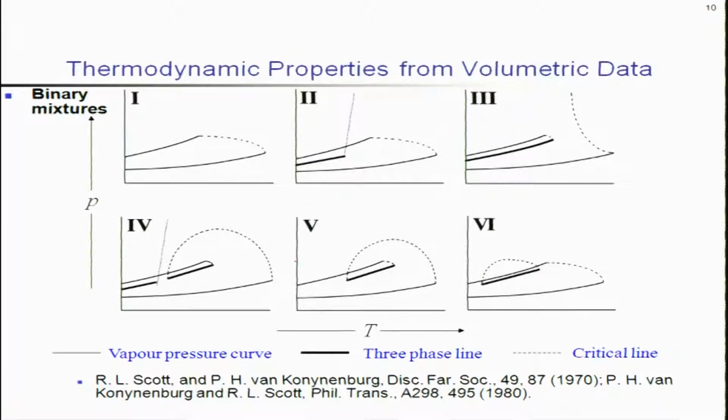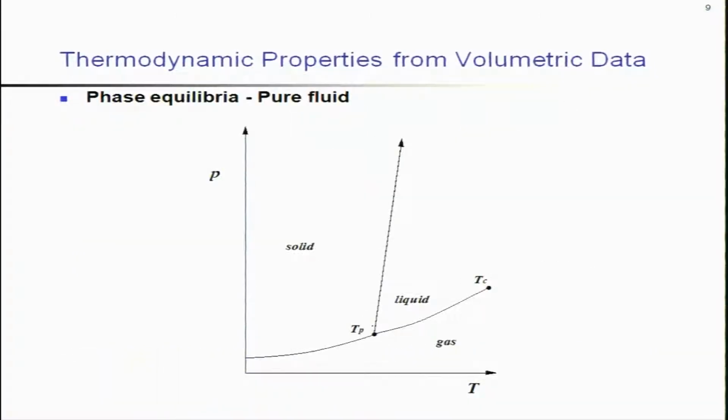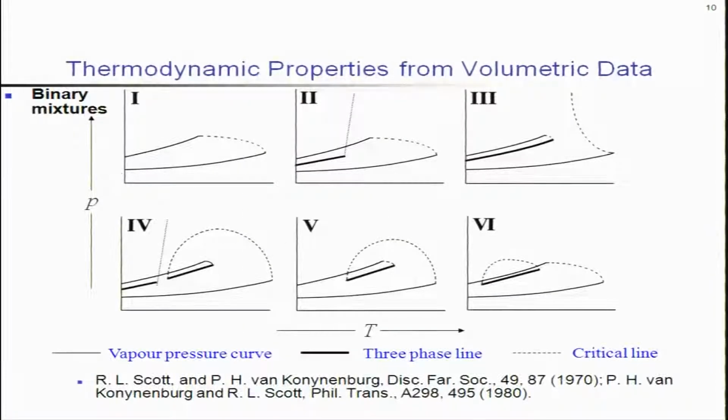So, these are typical binary mixture phase diagrams, and there are different types which have been categorized by Scott and Van Konynenburg using some classification scheme. So, this is type 1. This line basically is the vapor pressure curve, and this is pressure against temperature, just like what you have seen here. This was nothing but the saturation line. So, this is the same as this, but here these are for different components.